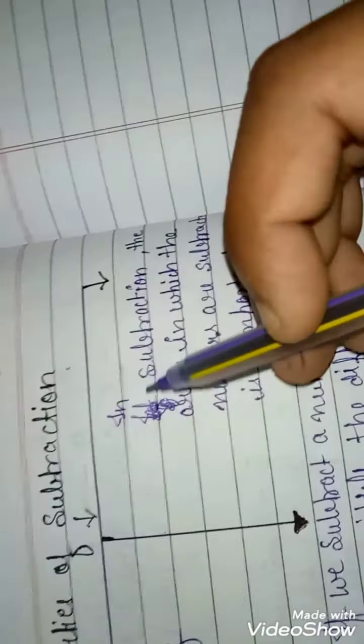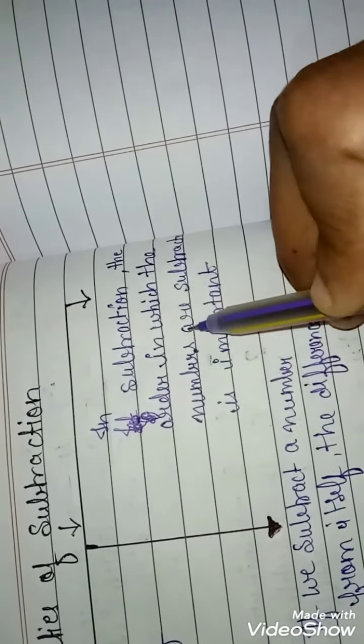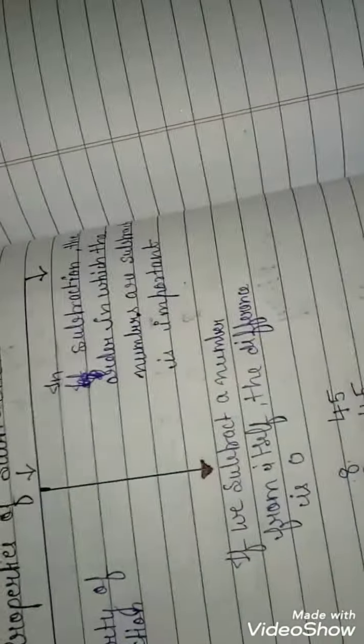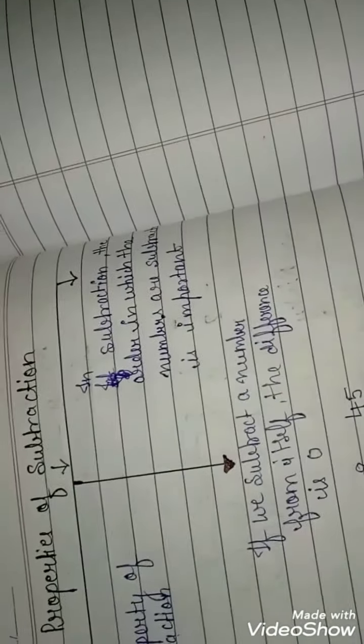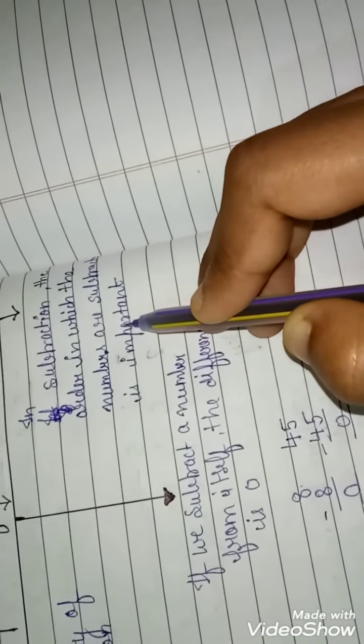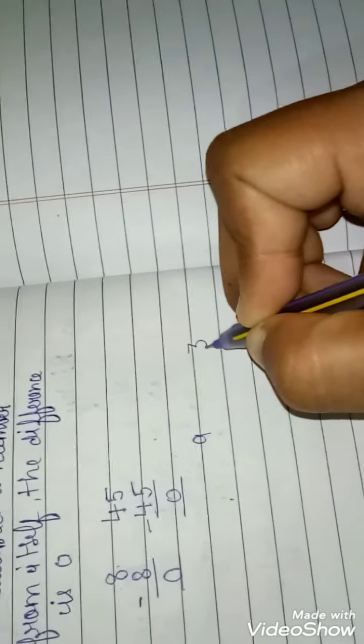Okay, now our third property. In subtraction, the order in which the numbers are subtracted is important. See, in addition I have told you that order doesn't matter, right? But in this, order matters.